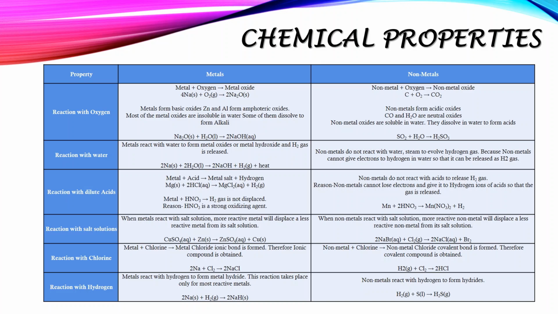Dilute acids. Metals with acids give metal salts and release hydrogen gas. Example, magnesium with hydrochloric acid gives magnesium chloride and releases hydrogen gas. Non-metals do not react with acids to release H2 gas. Reason: non-metals cannot lose electrons. They can only take electrons.